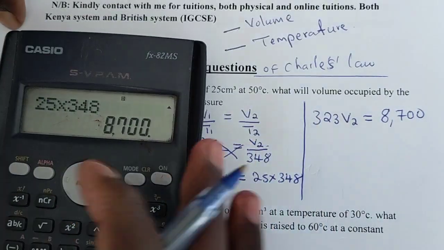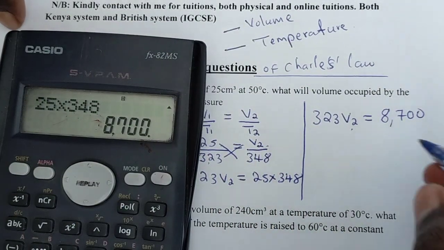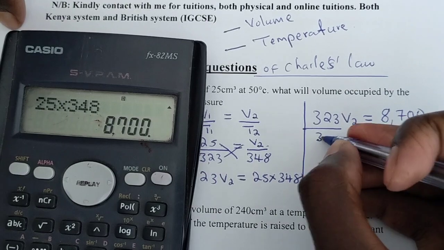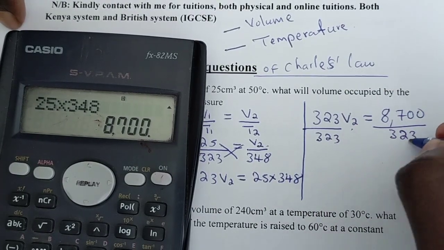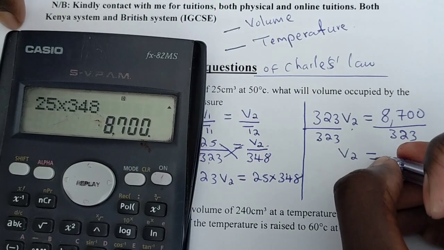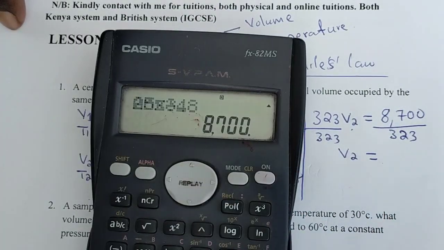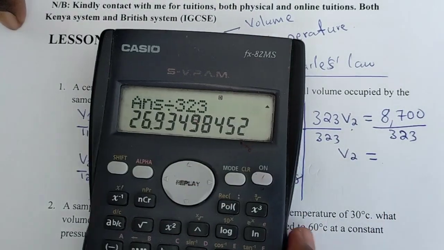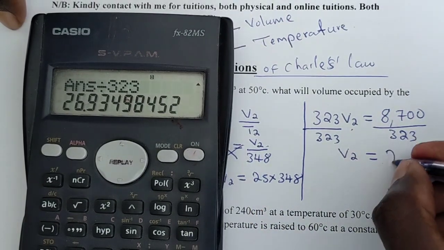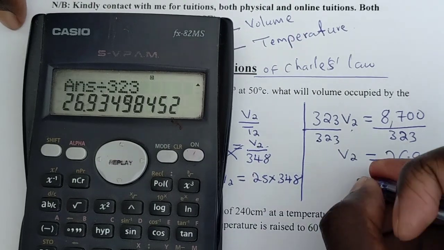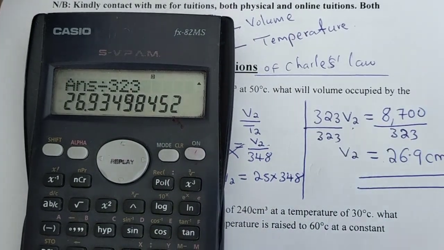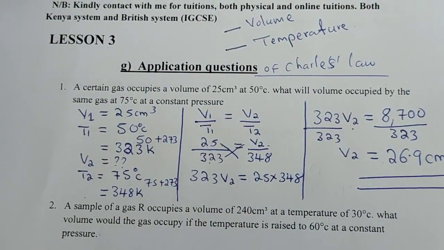8,700. Can we get V2 here? Yes, we can get it. We divide here by 323 and we divide here by 323. So V2 we have 8,700 divided by 323, which is roughly 26.9 centimeter cubic, and that is the volume that the question asks us to calculate.